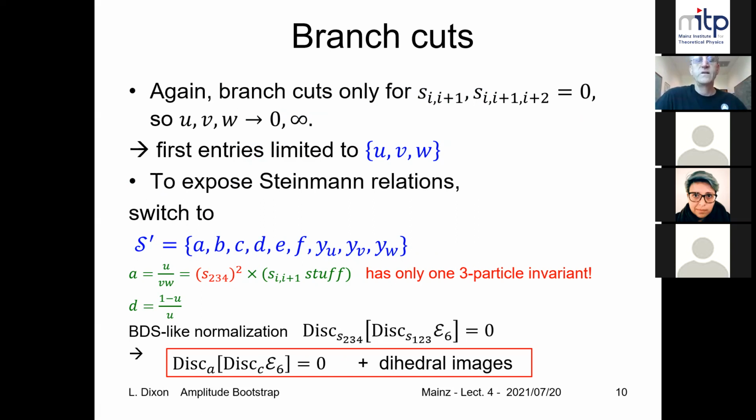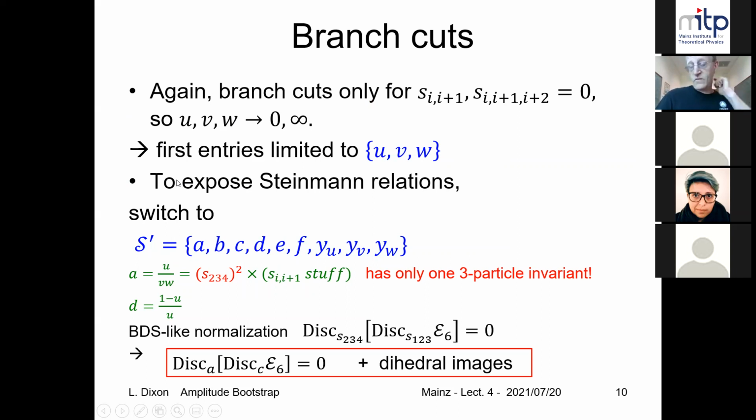Well, the first thing we need to do, going back to the form factor as a guide, we were discussing its branch cuts and the fact that they only occurred when Mandelstam variables are 0, because all the internal particles are massless. Once again, those just correspond to regions where the cross ratios U, V, and W go to 0 and infinity. So that limits the first entries of the symbols to be just U, V, or W. 1 minus U is not allowed, just as before. And also the Y variables cannot appear in the first entry.